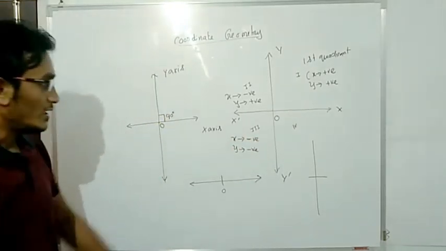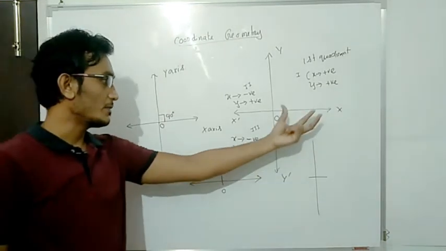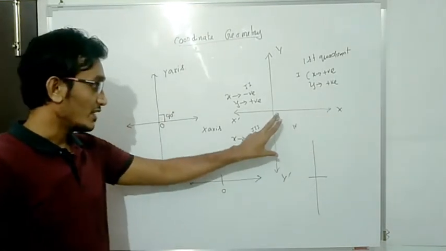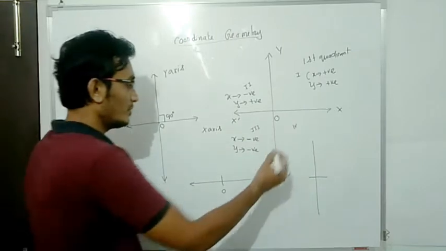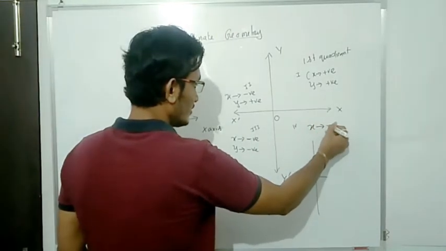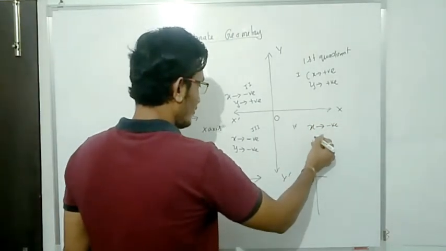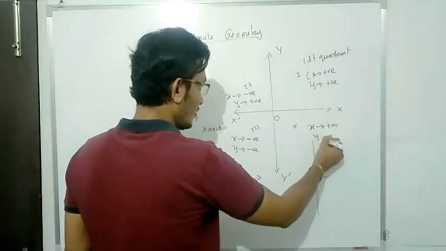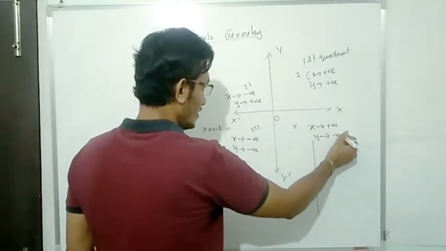Negative. And the fourth quadrant is comprised of the positive x-axis and the negative y-axis. That means x should be what? Sorry, x should be positive and y should be negative.